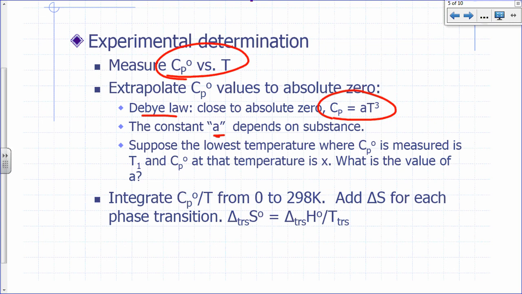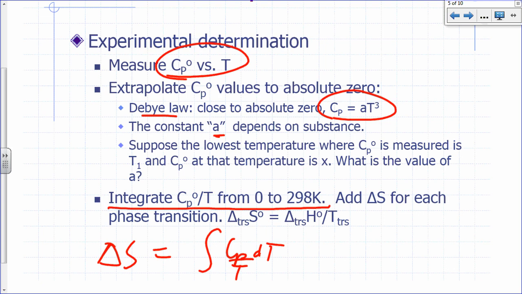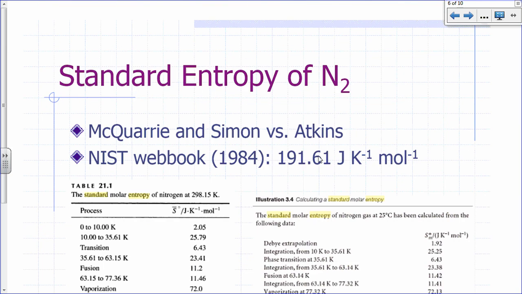You have the formulas for delta S for heating, and you have delta S for phase transitions. All you have to do then is integrate Cp over T from 0 to 298 Kelvin. So your total delta S would be the integral of Cp dT over T from 0 to 298 Kelvin. But along the way, as you're heating your substance, there could be phase transitions. The delta S for each phase transition will just be delta H divided by the temperature at which the transition occurs.